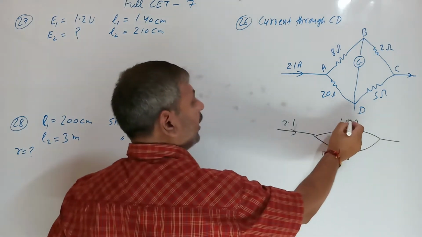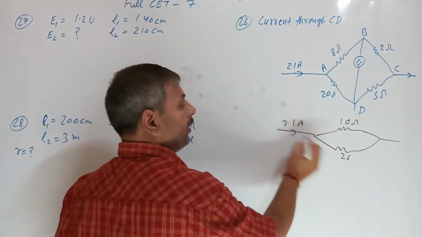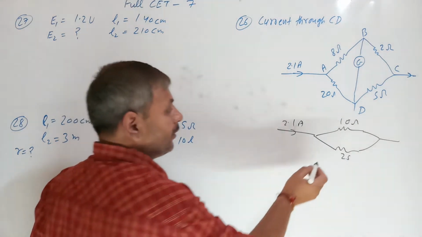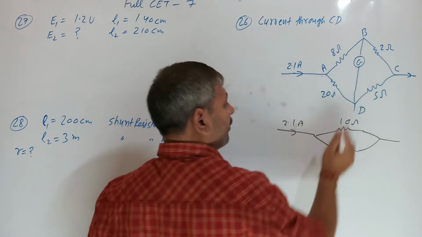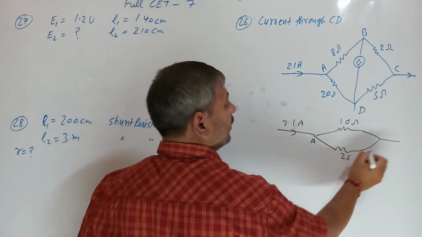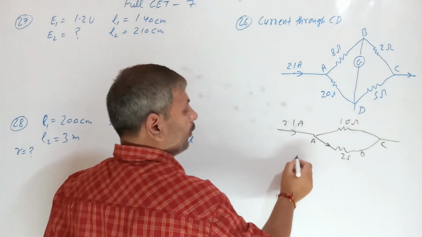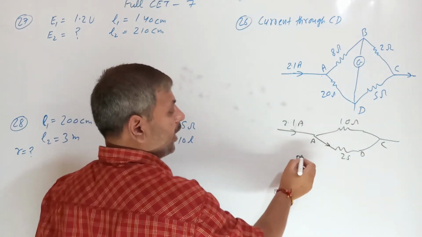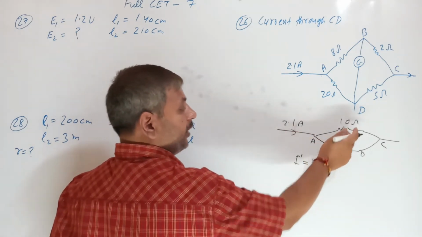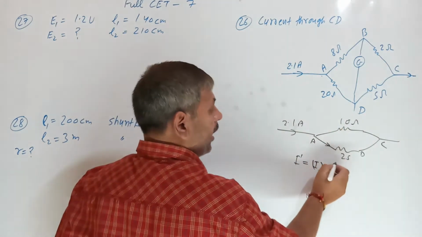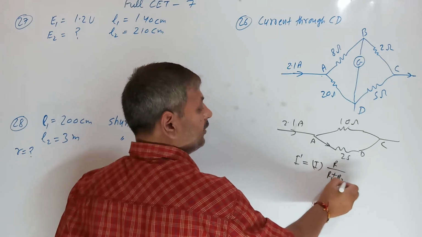If the galvanometer has no current, the 2.1 ampere current will distribute into this, the ADC arm, so CD means this arm, the same current will be there. If you want to find the current here, so I dash is equal to what? Total current divided by, reciprocal, R upon opposite arm upon total sum R1 plus R2.